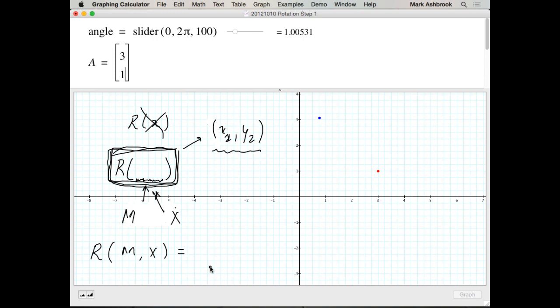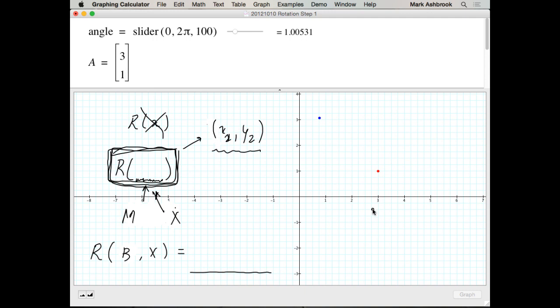So again, dummy variables. We don't have to use M. We can use something else, B. So B is going to be that rotation matrix, and X is going to be that point. So what would be the rule that's going to give us the X2, Y2? What's the rule? No, not M times A. I'm using dummy variables B and X, so M times A is not going to work if I do R of B comma X, right?